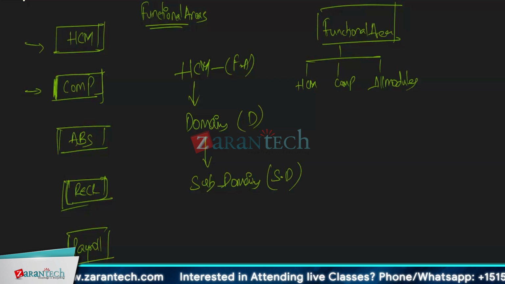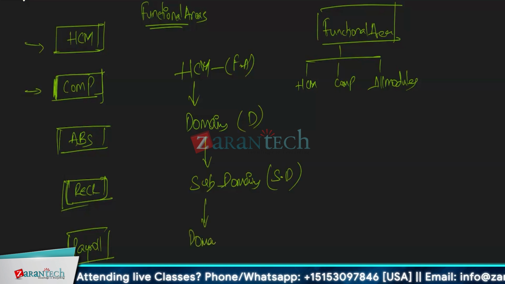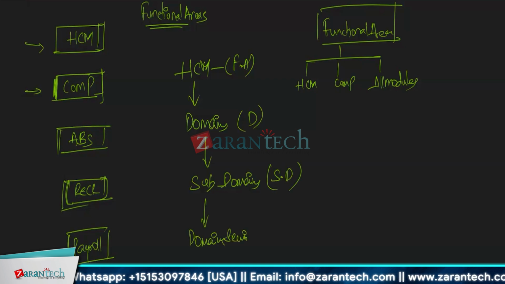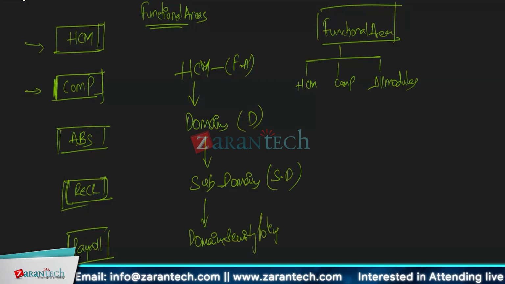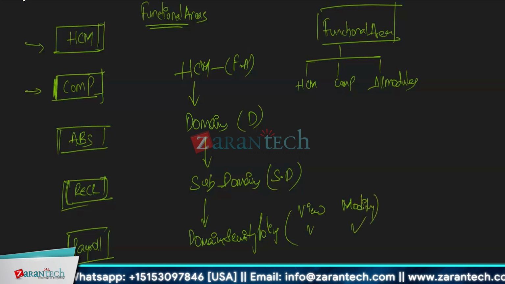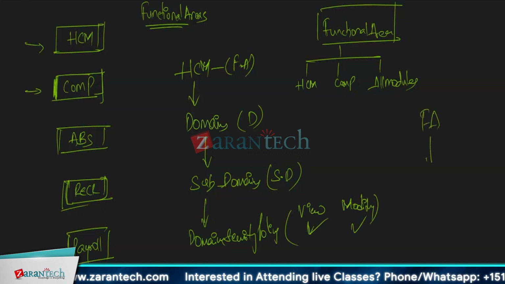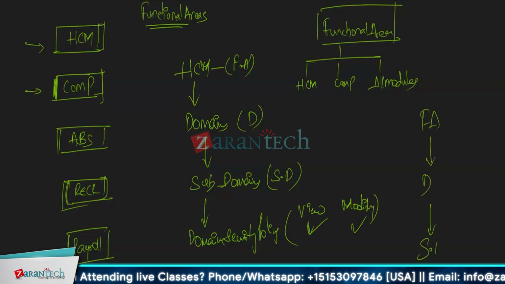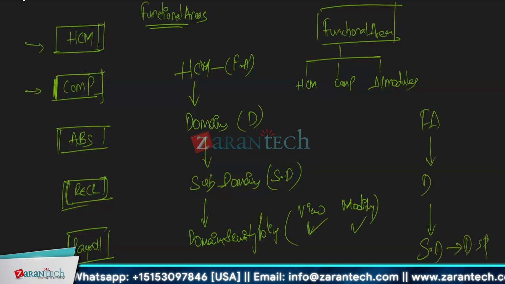The reason they use subdomains is for easier classification. If the domain is too big and they want to group it further, they might use subdomains. Within the subdomains, you will have domain security policies. And here in the domain security policy, you will mention which security group will have view access and which security group will have modify access. Understood till now the classification? Functional area, domain, subdomain, and then domain security policies.